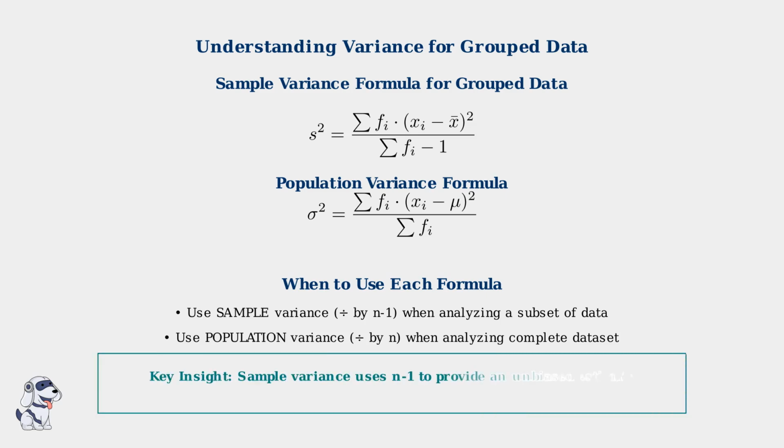A key insight is that sample variance uses n-1 in the denominator, known as Bessel's correction. This adjustment provides an unbiased estimate of the population variance, compensating for the fact that we're using the sample mean rather than the true population mean in our calculations.